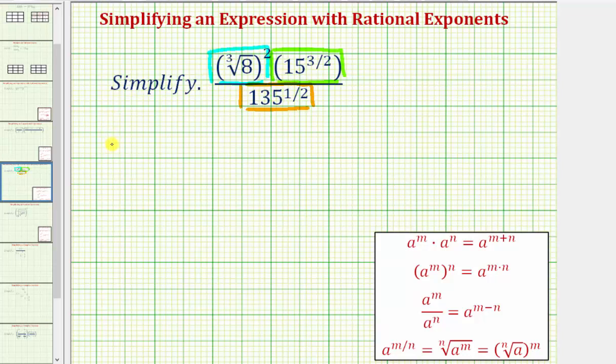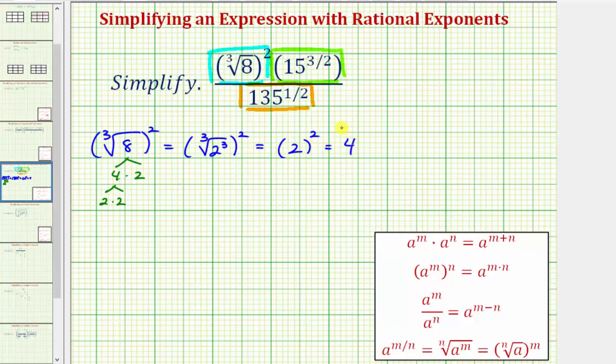So let's begin by simplifying the cube root of 8 squared. The cube root of 8 is going to simplify perfectly because 8 is a perfect cube. 8 is equal to 4 times 2, and 4 is equal to 2 times 2. So 8 is equal to 2 cubed. So we can write this as the cube root of 2 cubed, squared. So inside the parentheses, the cube root of 2 cubed would simplify to 1 factor of 2, but then we're squaring this, which gives us 4.